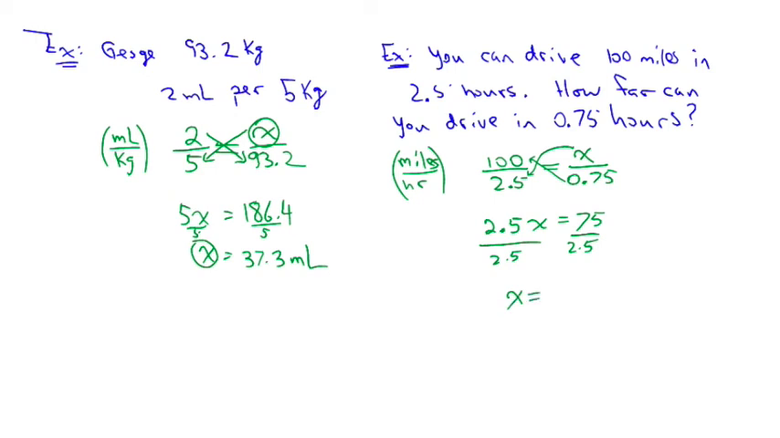So what's 75 divided by 2.5? 30. So this is 30 miles, and since x is in the top, it's measured in miles. So you can do things like that. It's kind of neat.